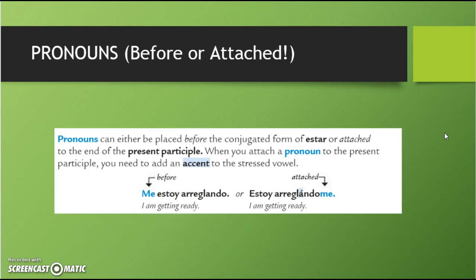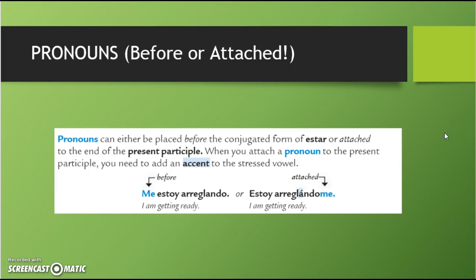Last but not least, I have some pronouns. Again, just like we talked about with pronouns in the past, working with other aspects of grammar, it can go before, or it can be attached. We just worked with it being attached to an infinitive when we worked with our reflexives. For instance, like quiero bañarme, I would like to take a bath. Or I can put it in front and say me quiero bañar. Again, this same rule that we learned before, we're just going to use that now with a present participle. So pronouns can either be placed before a conjugated form of estar, or I can attach them to the end of the present participle.